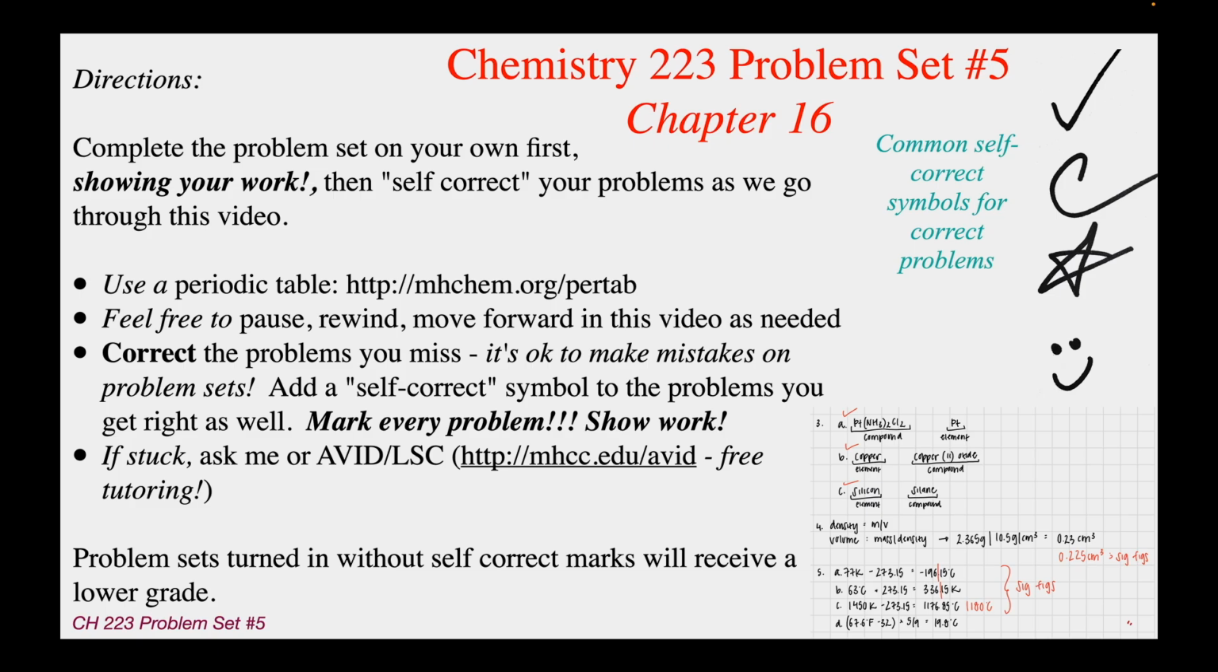Like the other problem sets before, have the periodic table in front of you. mhchem.org/pertab is the one you should use. Make sure that you self-correct every problem on your problem set. The ones you get right, put some kind of self-correct symbol next to it so that I know that you know that it's right. And the ones that you miss, which is totally fine by the way, just self-correct them like heck. So put in the right answers, maybe make some notes on how to do better next time. That way when you turn it in, you will get full credit. So it won't have any problems.